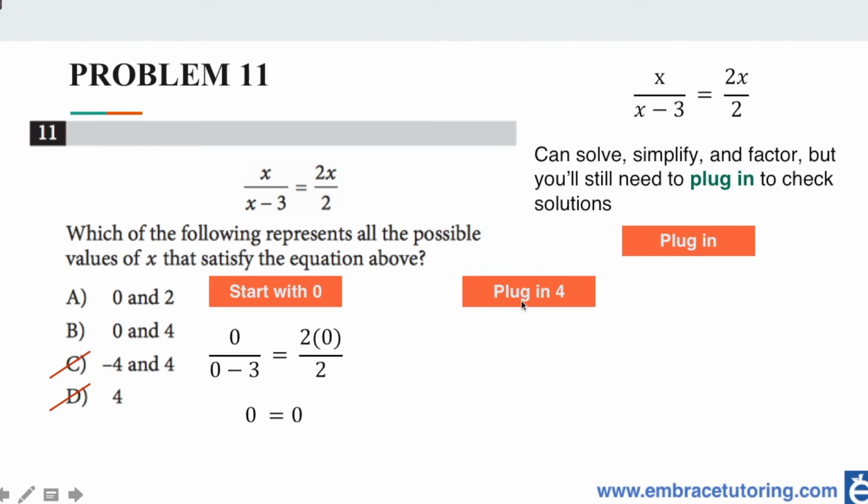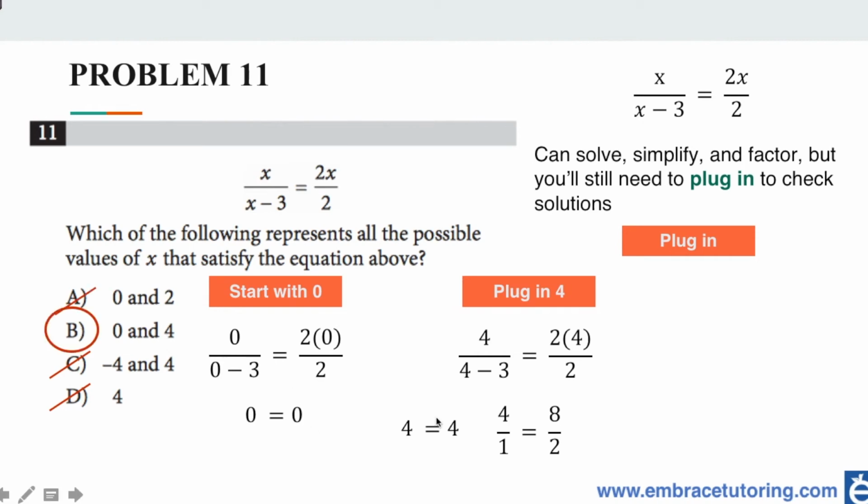Now I'm going to plug in 4, and when I plug in 4, I'm going to get 4 over 4 minus 3 equals 2 times 4 over 2, which would simplify to give me 4 over 1 equals 8 over 2, which, yes, would give me 4 equals 4. So 4 also does work. And because both of these work, then I know 4 has to be part of my answer choices, so B has to be my answer, right?